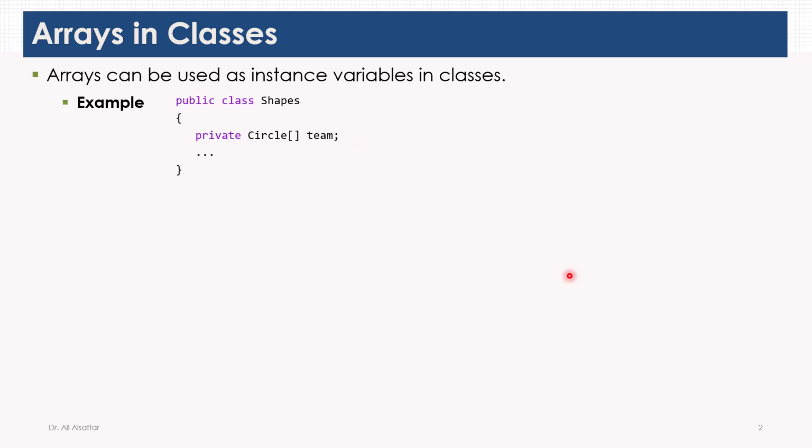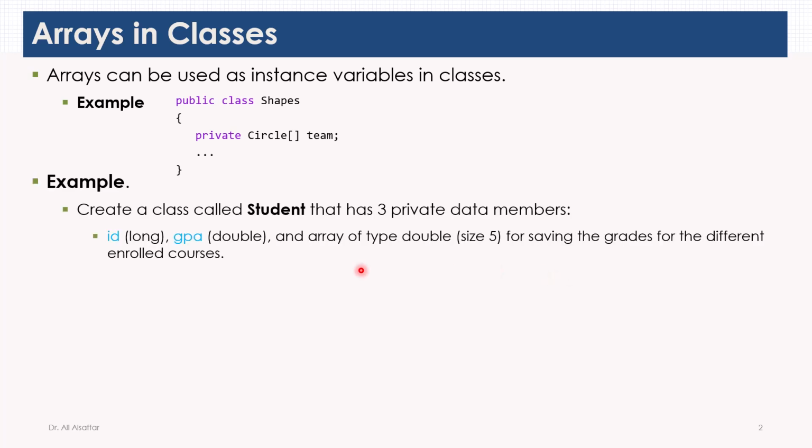Let us take an example showing you how to define arrays inside the classes. In this example, first we need to create a class called student that has 3 private data members. The first data member will be ID of type long. The second data member will be GPA of type double. And the third data member will be an array of type double. Its size is 5 for saving the grades for the different enrolled courses of the student. Let us do this part and come back and continue for the other parts.